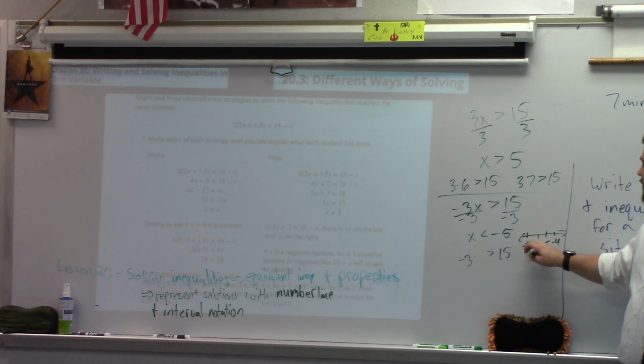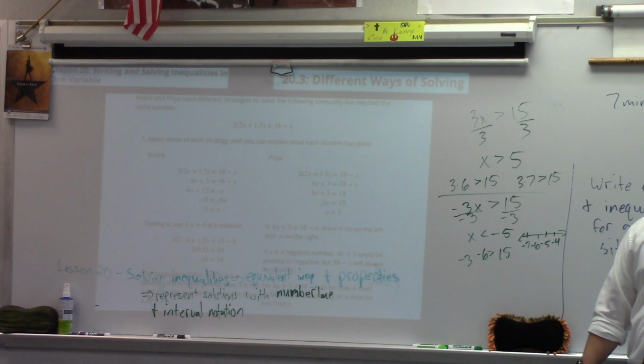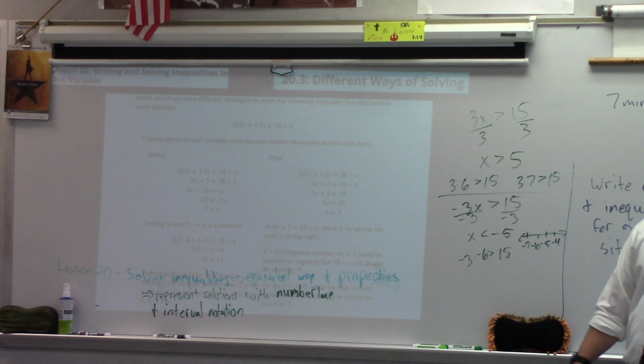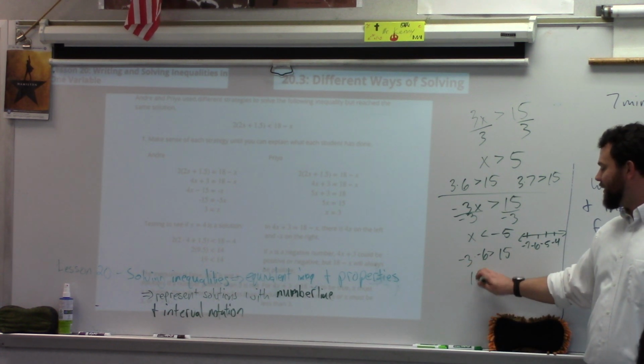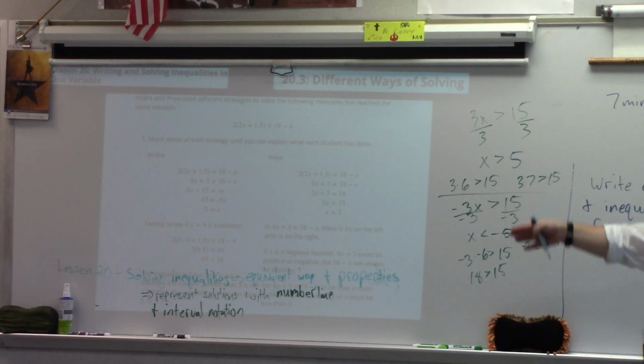Less means to the left. So if I try negative 6, what's negative 3 times negative 6? Negative 18. A negative times a negative is a positive. Is 18 greater than 15? Yeah. So you see how we're supposed to reverse the direction of that?